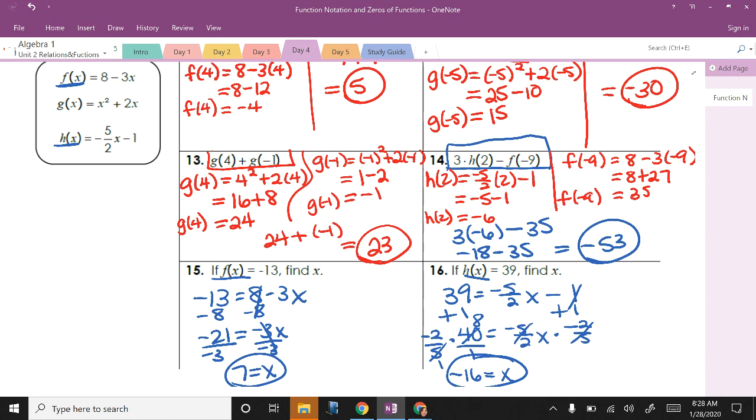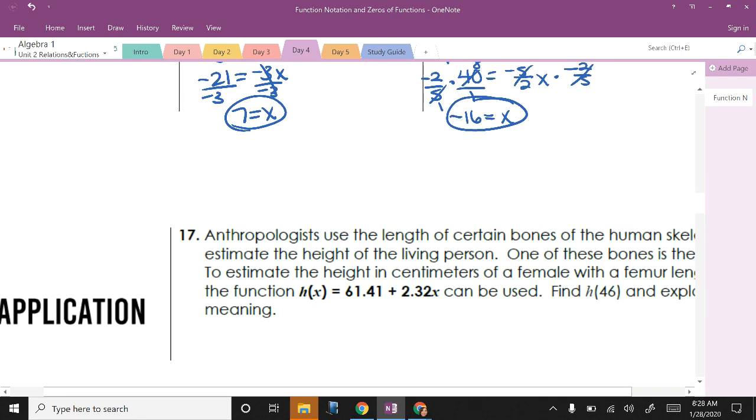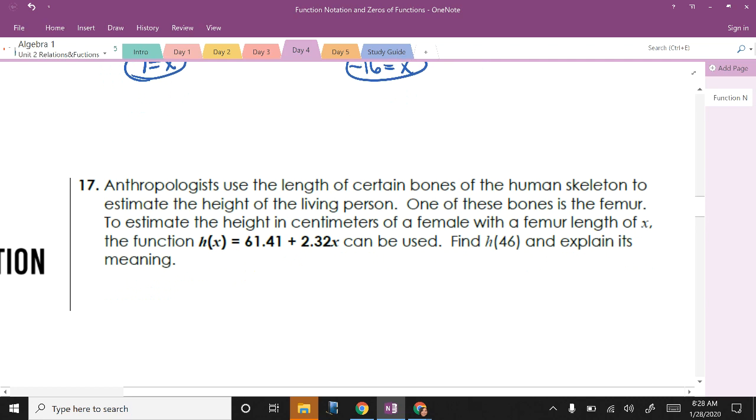All right. We got a word problem next, right? Let's see if I can get the whole thing on my screen. Anthropologists. Y'all know what an anthropologist does? Those are people that are around digging for dinosaur bones and things like that. They use the length of certain bones of the human skeleton to estimate the height of the living person. So I guess they dig up the dead person and measure the bones and see how tall the person was when they were alive.